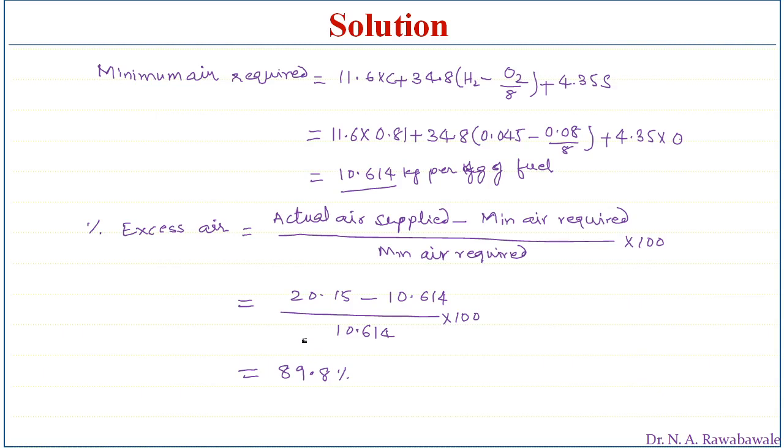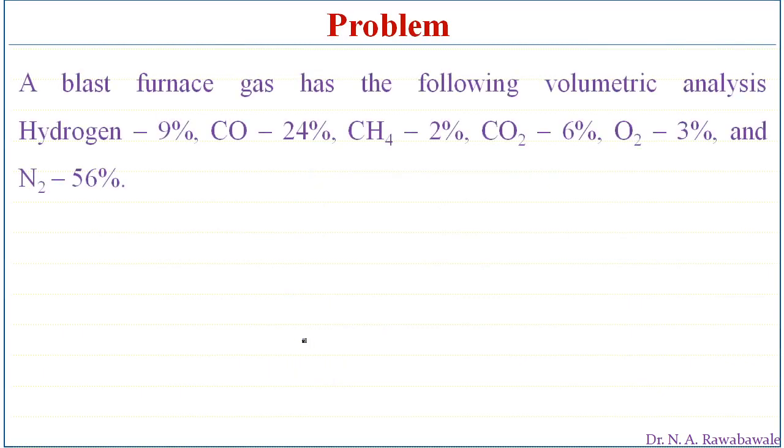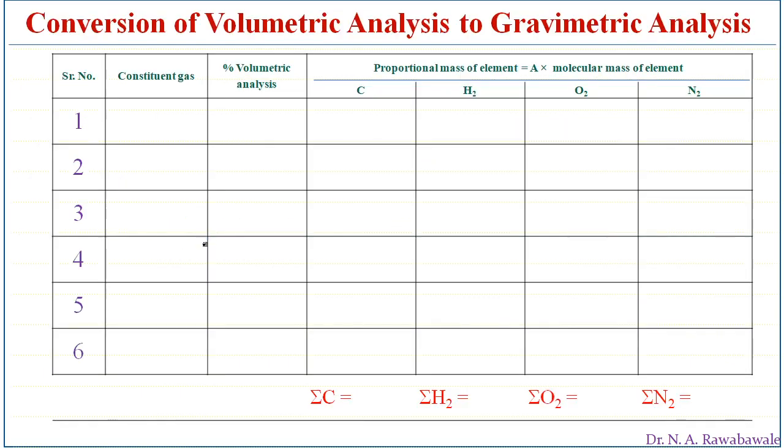So coming to the last problem of this unit. A blast furnace gas has the following volumetric analysis: hydrogen 9%, carbon monoxide 24%, methane 2%, carbon dioxide 6%, oxygen 3%, and nitrogen 56%. Determine the ultimate gravimetric analysis.